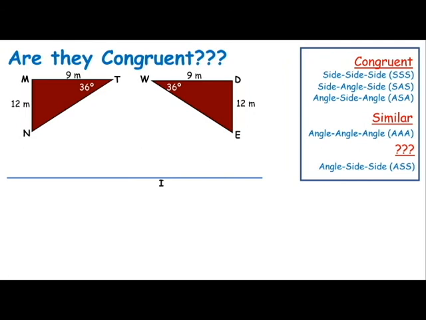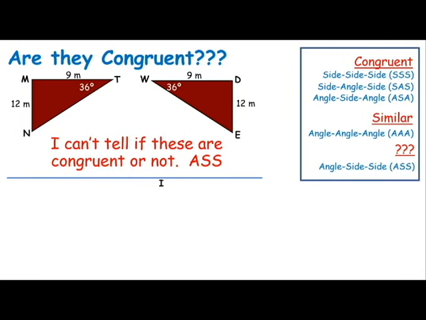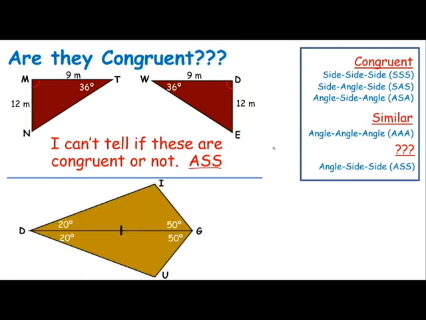How about these? Can you tell anything about these? I'm assuming you've already done that with the video paused. You can't tell anything about this because what you're given is an angle, side, side, and the angle is not between the two sides. If you knew angle D and angle M, you might be able to prove something, but the way it is, you cannot. How about this one? Hopefully, you realize that these are congruent using angle, side, angle.